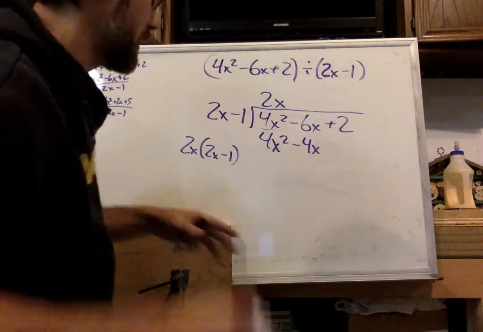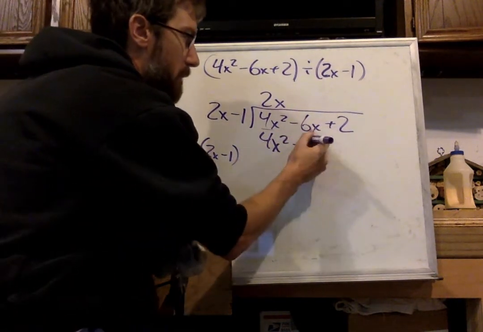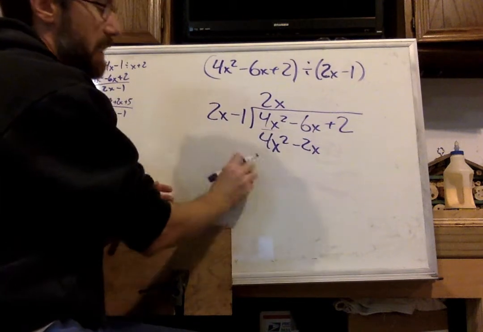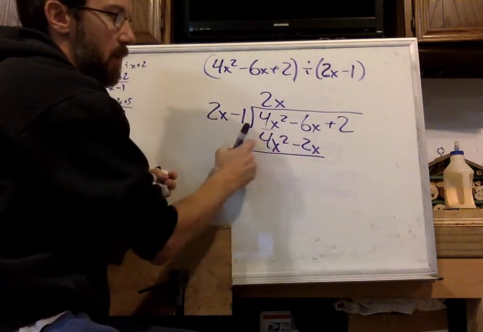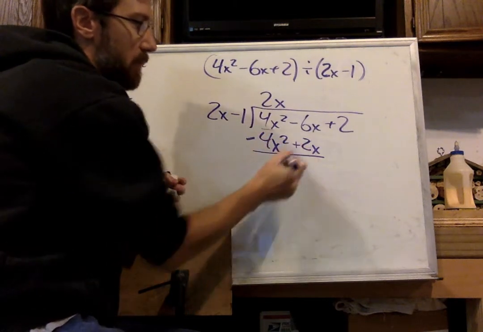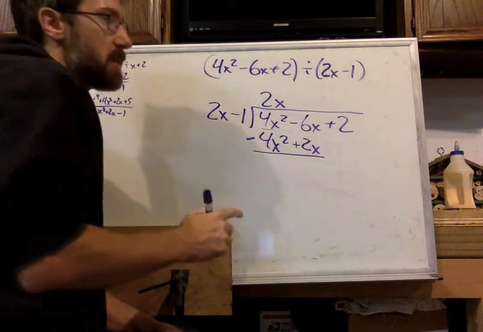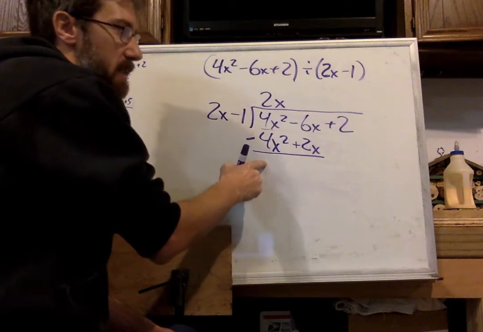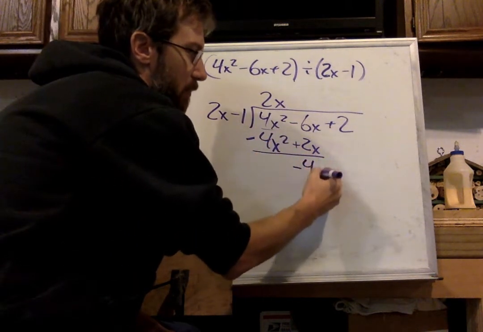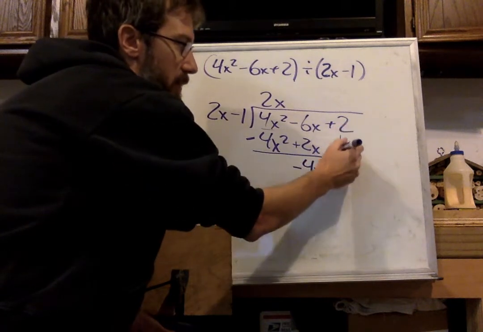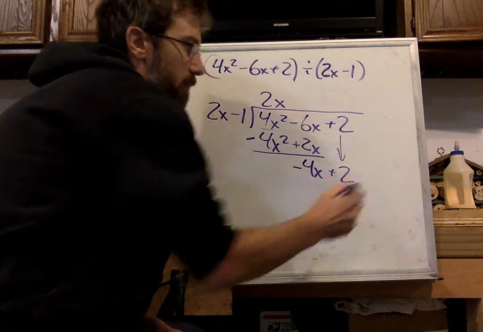If you remember, I need to now change the sign because I'm subtracting here. And I need to change the sign of both parts. So -4x squared, and that becomes a plus 2x. 4x squareds cancel out, that's good. -6 plus 2 is -4x, and we'll bring down the 2, so make it -4x plus 2.